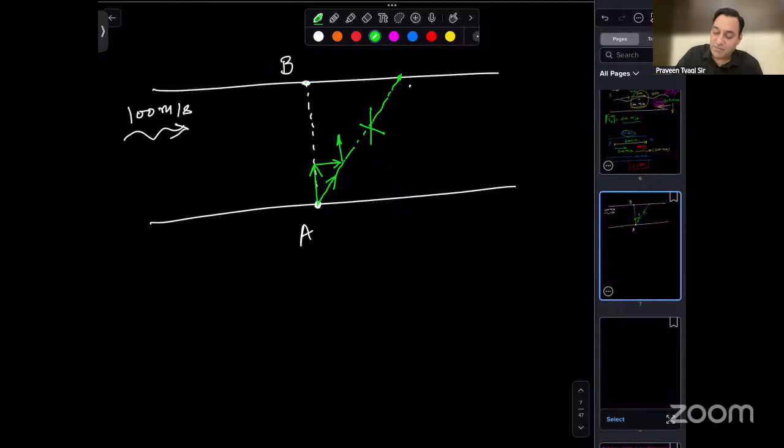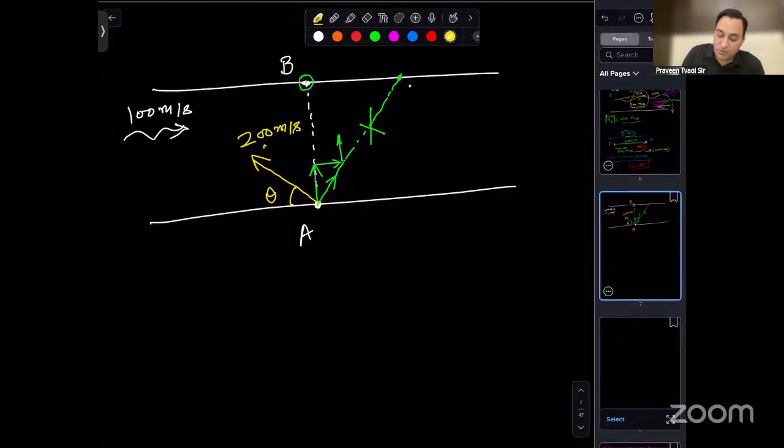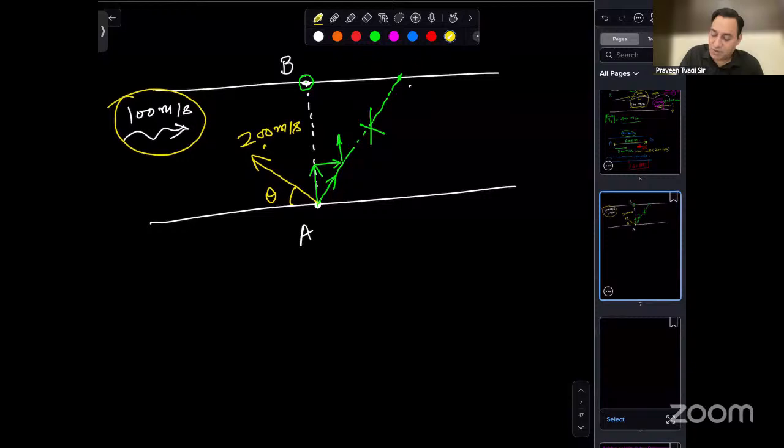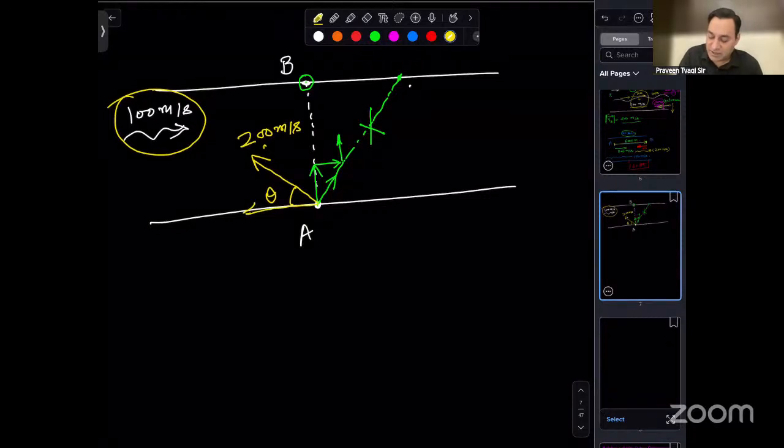If reaching B directly opposite to A on the opposite bank is the goal, then he has to swim at an angle. Suppose that angle is theta. The swimmer, if the river was still, would have swum in this direction with 200 meters per second. If there was no flow of river, this would have been 200 meters per second. His velocity in this direction would have been 200 cos theta. I am assuming you know how to resolve a vector. And his velocity in this direction would have been 200 sin theta.